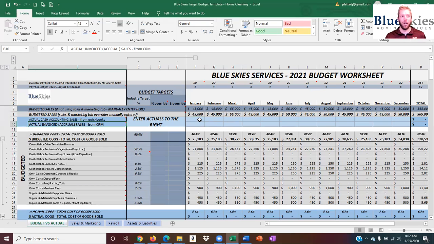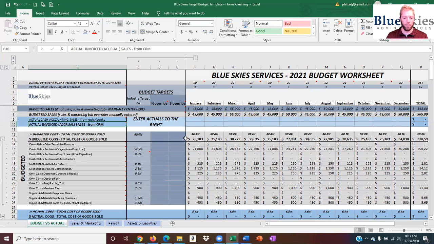Unless you collect and deposit in real time every time you do a job, like immediately after that money goes into your bank account, you charge their credit card immediately, whatever you do, that's the only way those two numbers would be the same. If there's any time lag at all, those two numbers are probably going to be different.